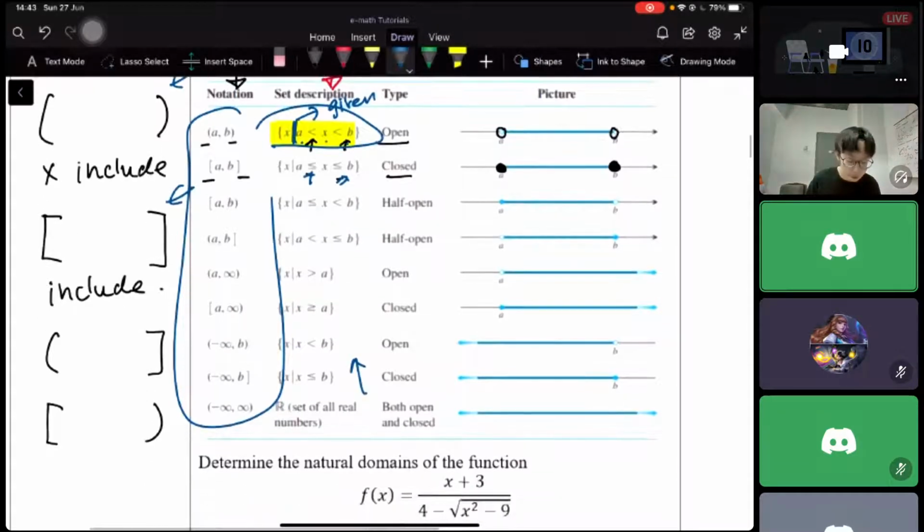And another thing that I want you to take note of is, whenever you have infinity, you must only use round brackets, because you cannot include infinity in either your range or domain. You can't include infinity, because infinity is not a number. If you can include infinity in your set, in your domain, then you can just get your calculus book, your whole semester 2 books, and throw it away already. Because the whole concept of calculus is the study of infinity.